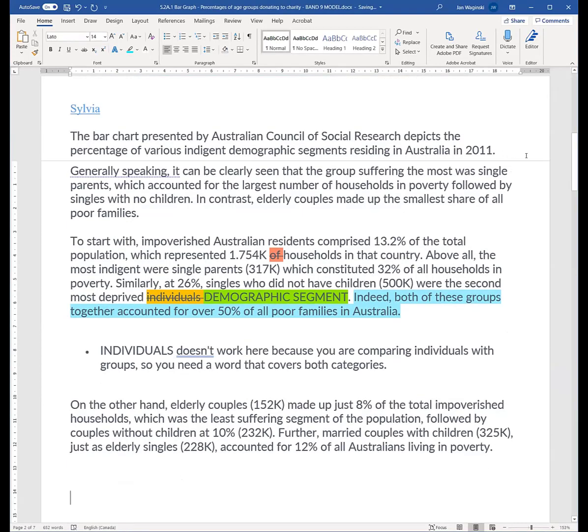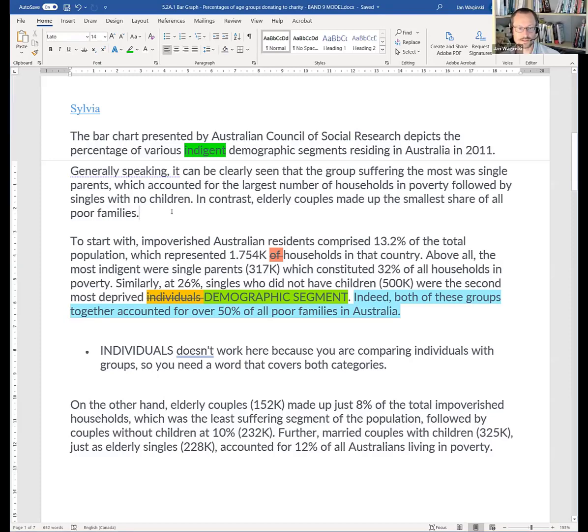Yeah. The bar chart presented by Australian Council of Social Research depicts the percentage of various Indigenous demographic segments residing in Australia in 2011. Generally speaking, it can be clearly seen that the group suffering the most was single parents, which accounted for the largest number of households in poverty, followed by the singles with no children. In contrast, elderly couples made up the smallest share of all poor families.